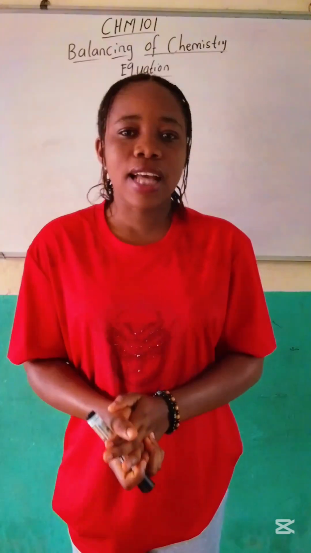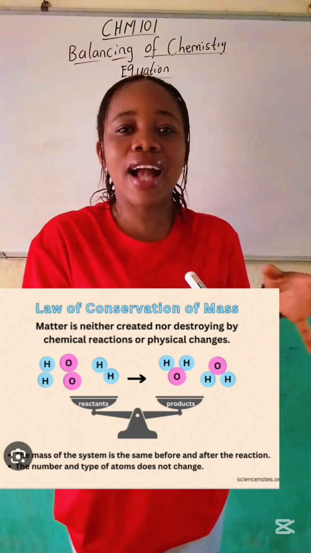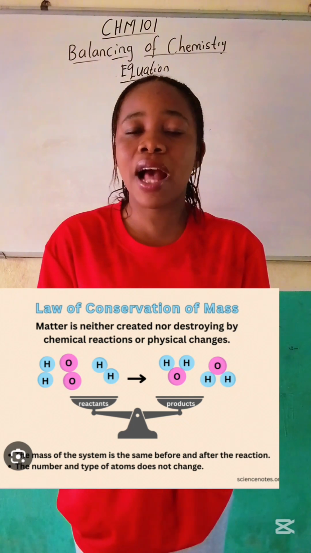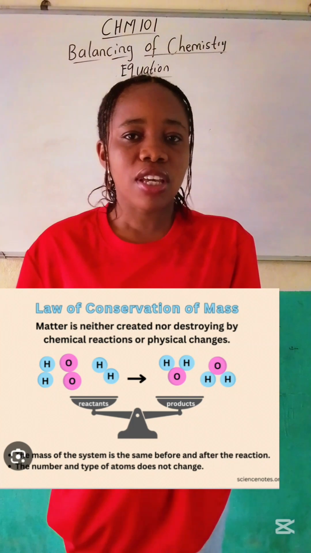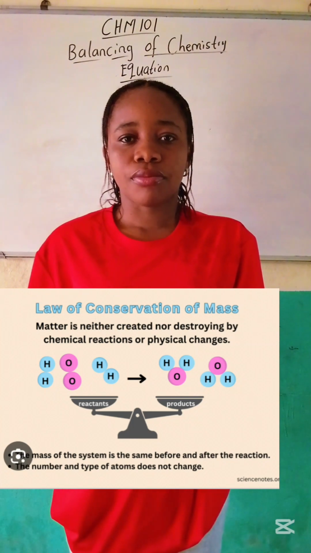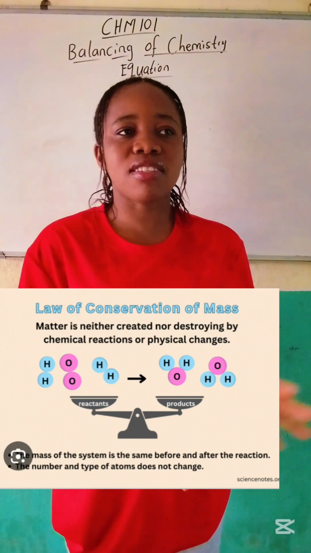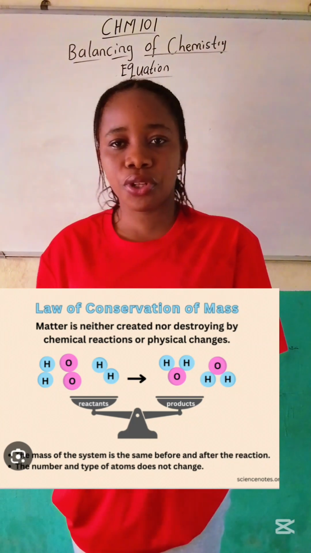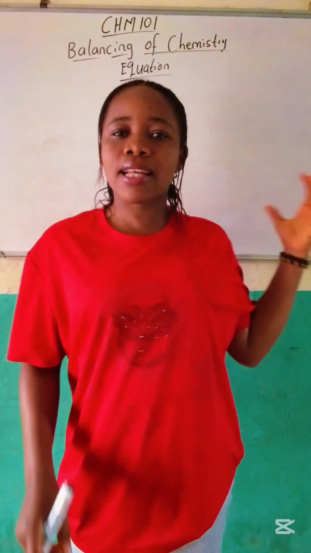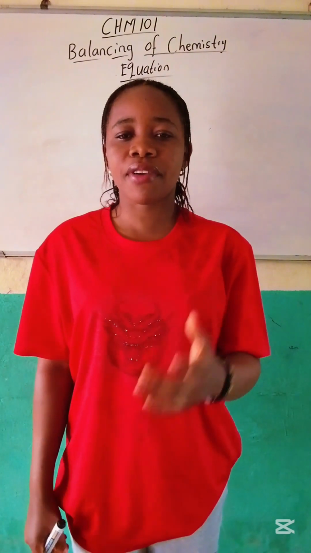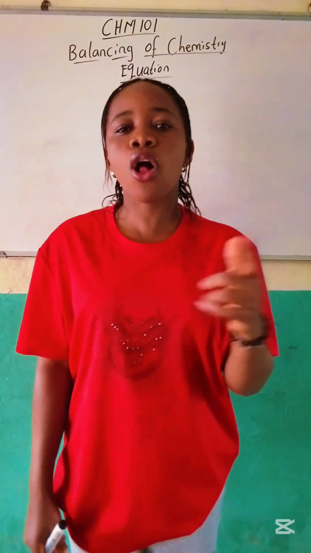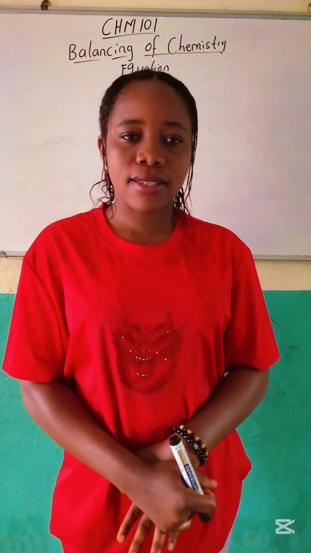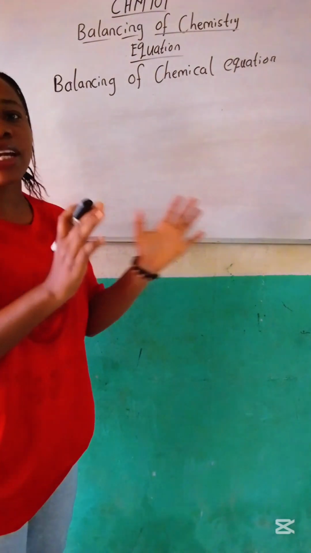reaction. This means that the atoms present in the reactants, that's those substances that react, are the same atoms that must be present in the product. So the number of atoms present in the reactant is equal to the number of atoms present in the product. Therefore, balancing chemical equations is very, very important in order for all reactions to obey the law of conservation of mass.